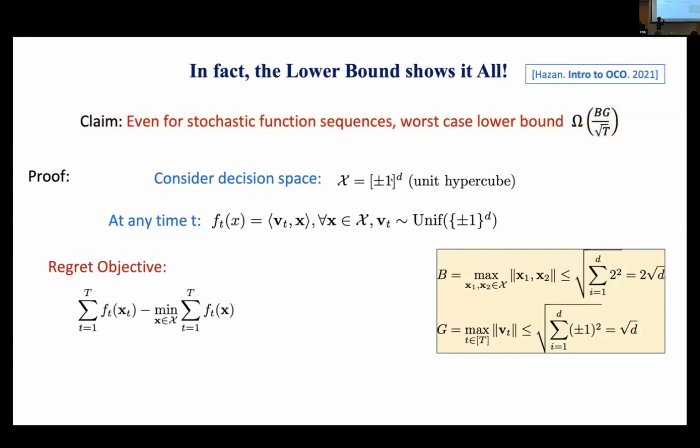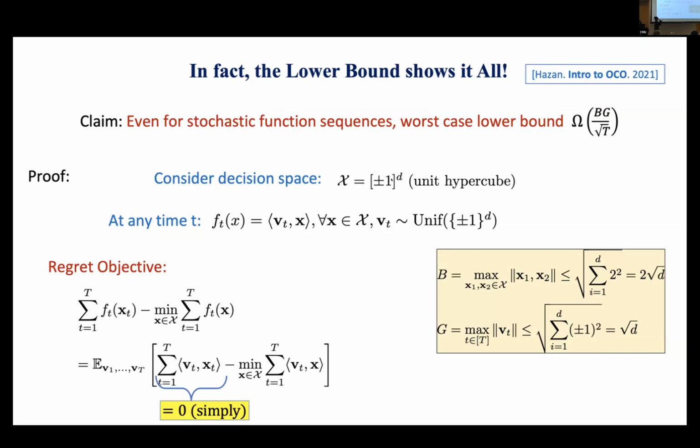How? Because this is our regret objective, right? When we have a stochastic sequence of functions, the regret objective essentially looks like we have to take an expectation over the vt sequence, because vt defines this linear function. The objective inside stays the same for a particular realization of the vt sequence. Note that the first expectation is actually always zero, no matter what xt you choose, because vt's are basically zero vectors in expectation. And by linearity of expectation, you can always show that this term is always zero, whatever your choice of xt's.